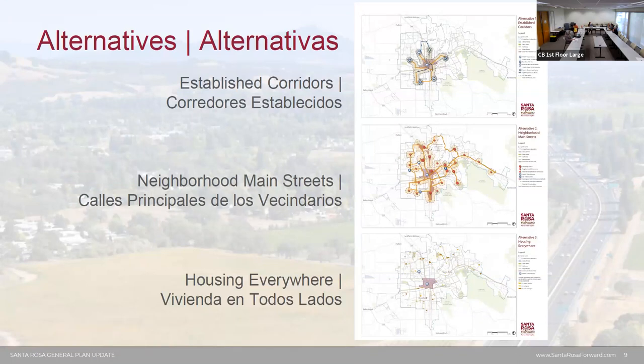The first one, established corridors. That means focusing growth and all the changes in the corridors that connect the city. Second, neighborhood main streets, which means focusing our growth in the main streets that the community has where the neighborhoods are already built. And last but not least, housing everywhere. This we consider is kind of the status quo right now. People are not really told where exactly they have to build. We just know there are open spaces or parcels where people can build, and if they own them or can buy them and build there, they just can do it. And there's no strategy on how we do that.